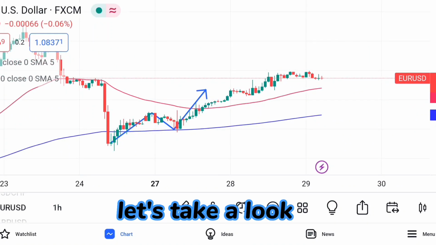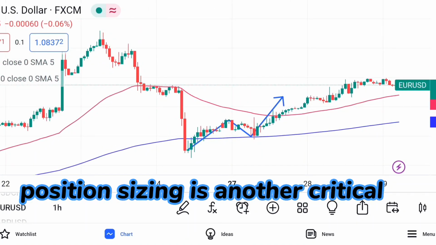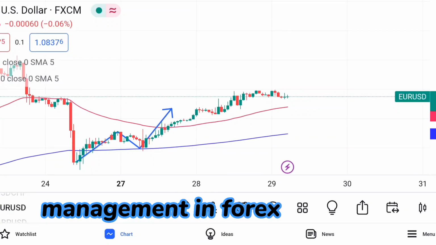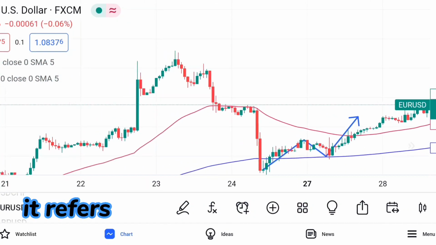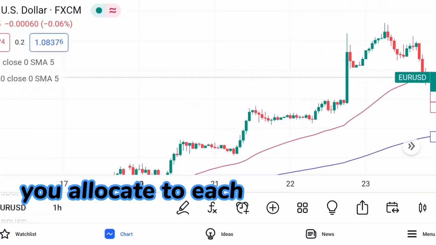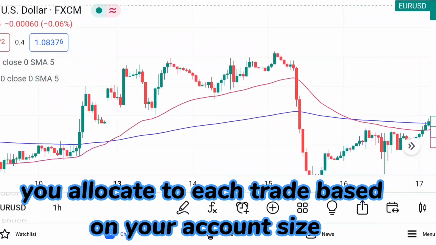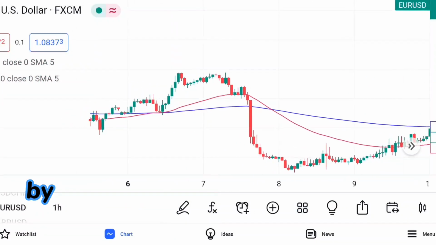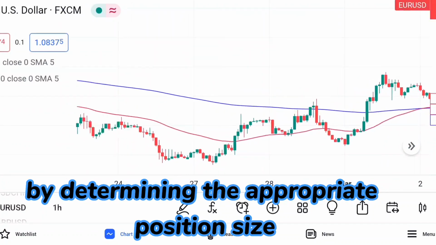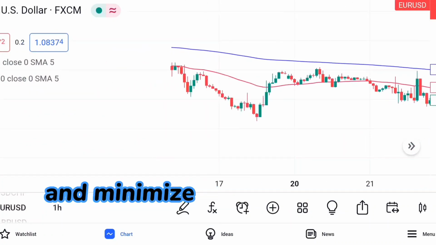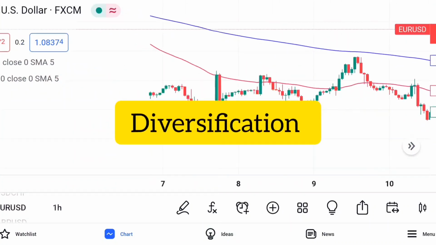Let's take a look. Position sizing is another critical aspect of risk management in Forex trading. It refers to the amount of money you allocate to each trade based on your account size and risk tolerance. By determining the appropriate position size, you can avoid overtrading and minimize your potential losses.